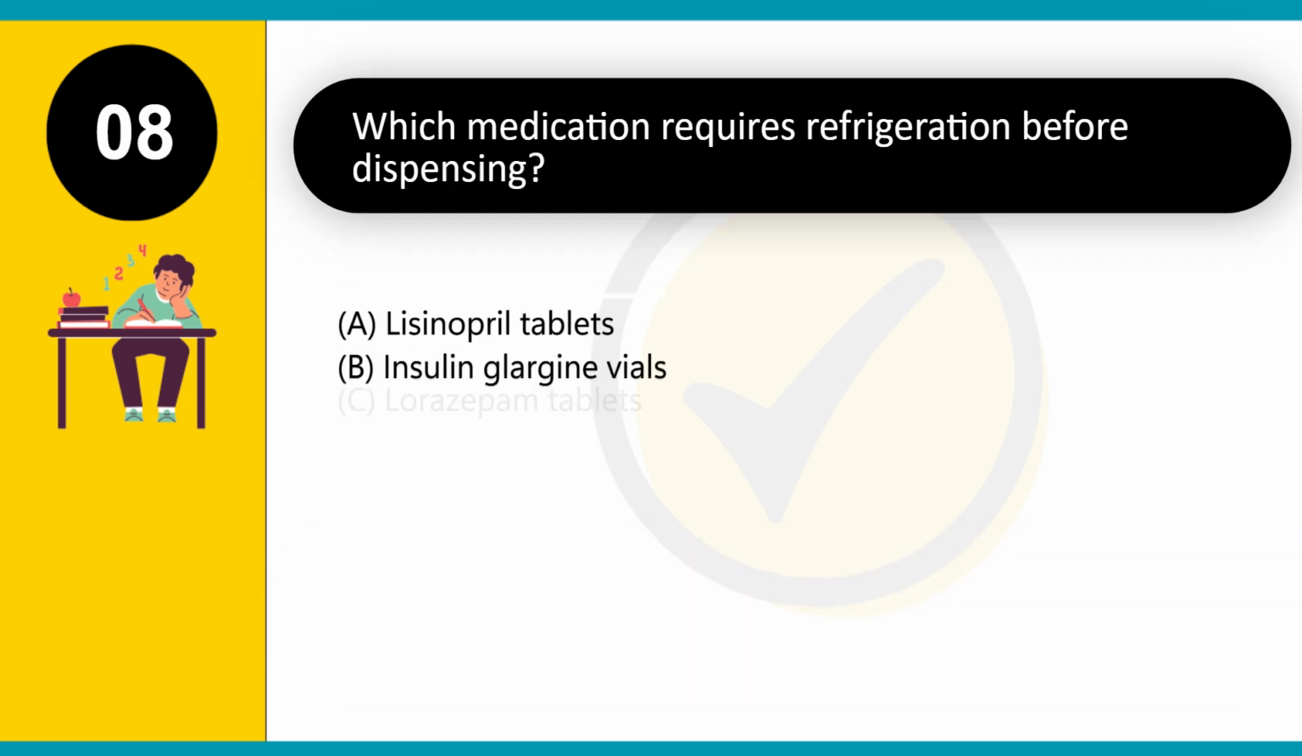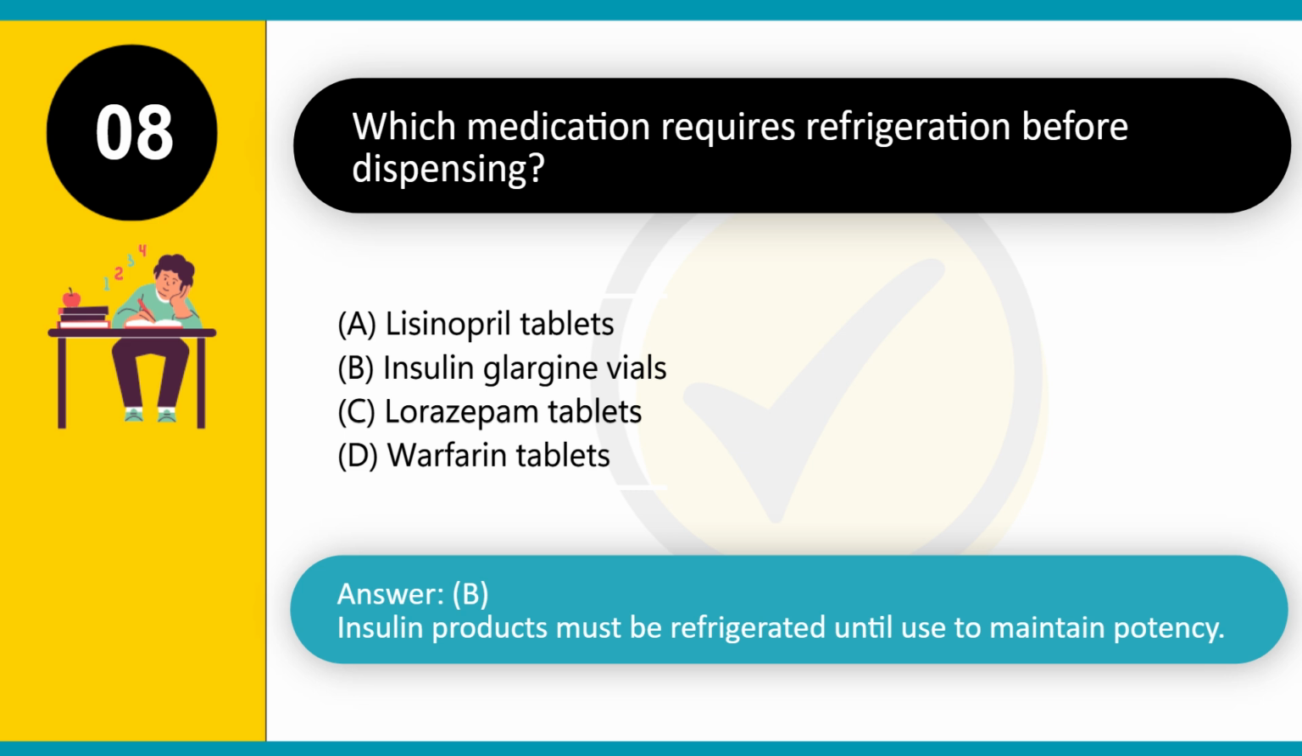Which medication requires refrigeration before dispensing? A. Lisinopril tablets. B. Insulin glargine vials. C. Lorazepam tablets. D. Warfarin tablets. Answer, B. Insulin products must be refrigerated until use to maintain potency.